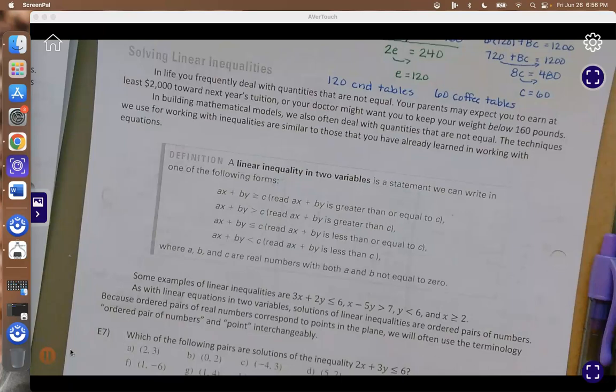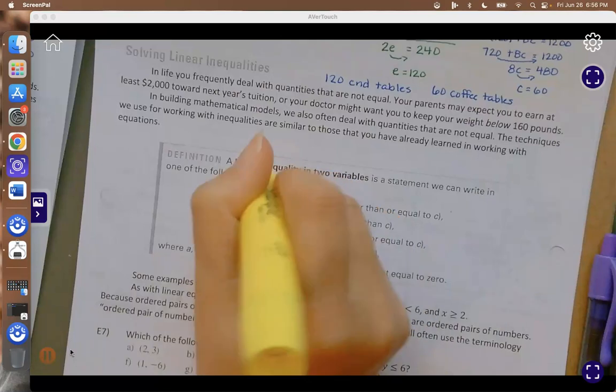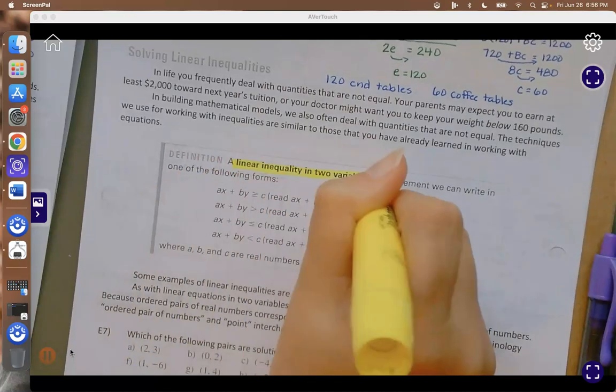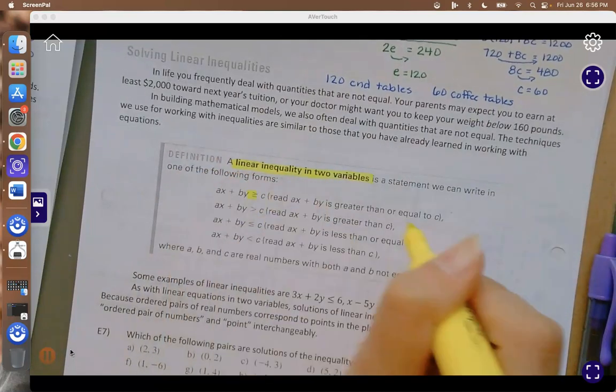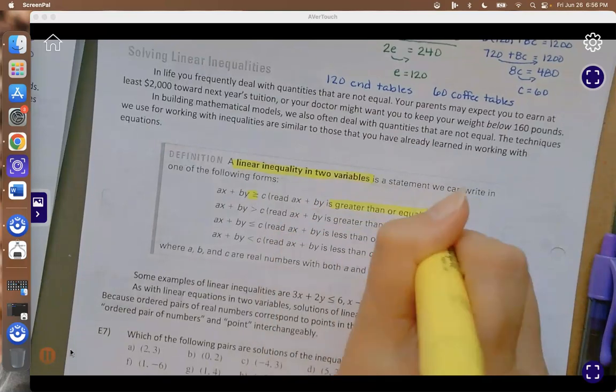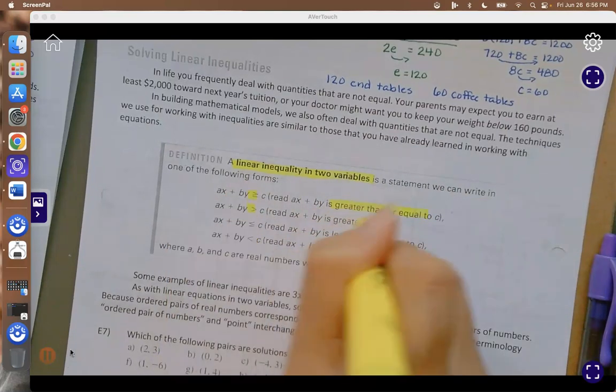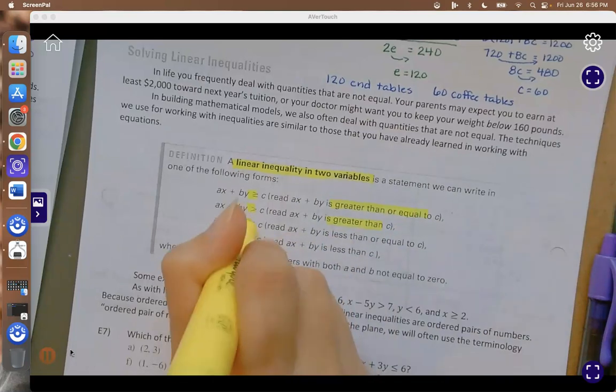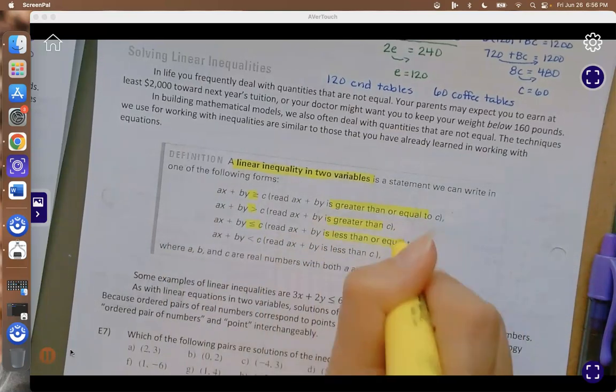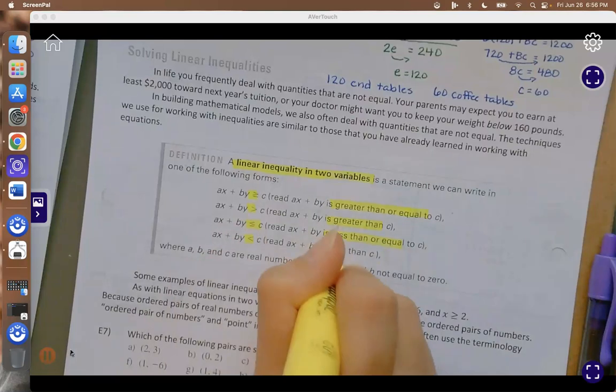Today we're going to be looking at solving linear inequalities. Okay, again, this is review from Math 1. So, remember that when you have a linear inequality in two variables, it can be in one of the following forms. It can be greater than or equal to, it can be greater than, it can be less than or equal to, or it can be less than.